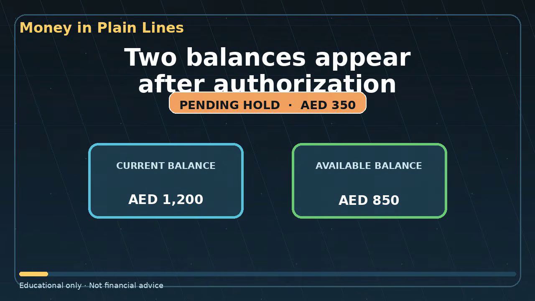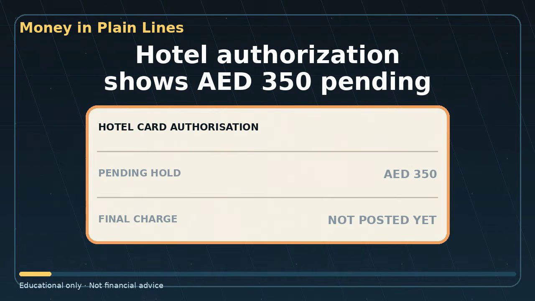Imagine Noura opening a fictional account screen after checking into a hotel, where the screen shows a current balance of AED 1,200, an available balance of AED 850, and a pending hotel card authorization of AED 350 that is not yet labeled as a final posted charge.